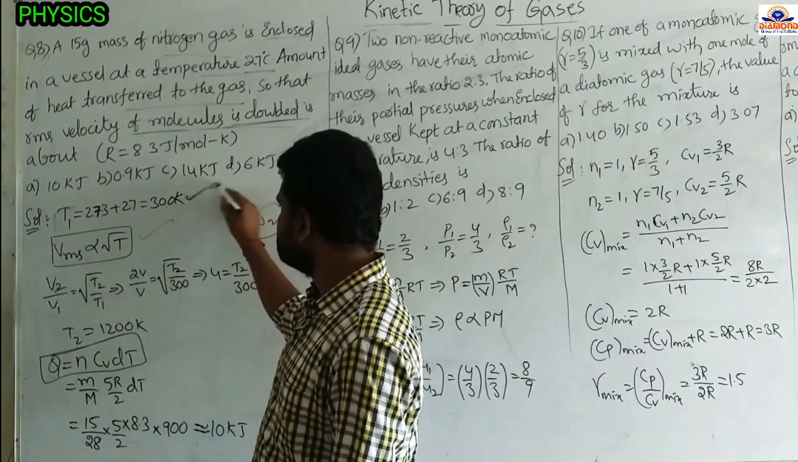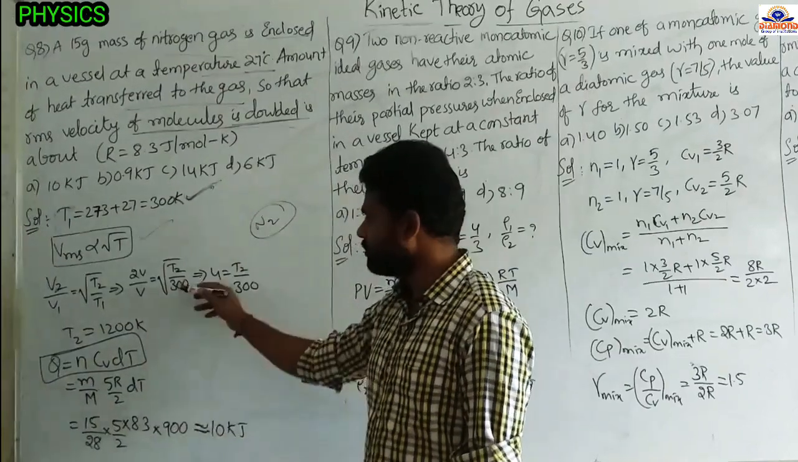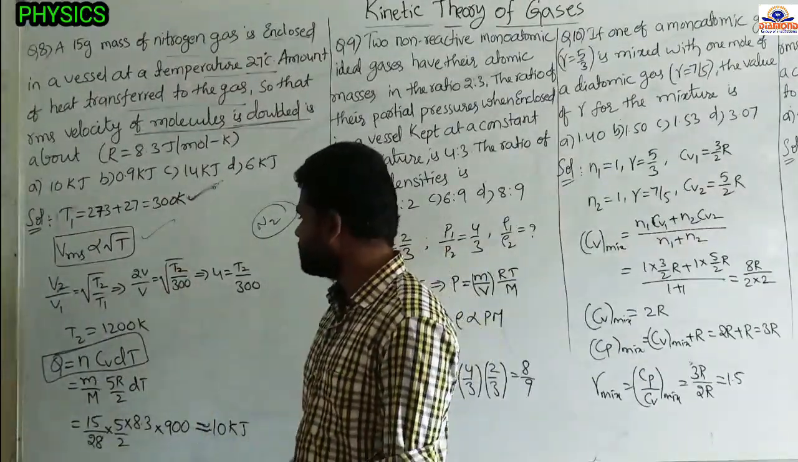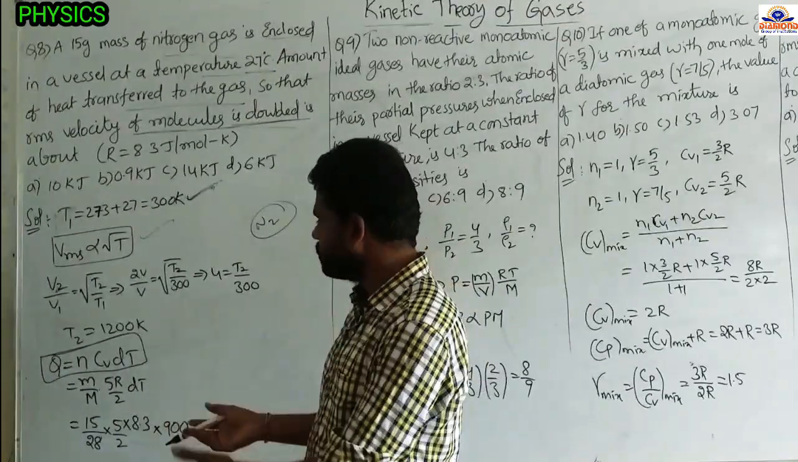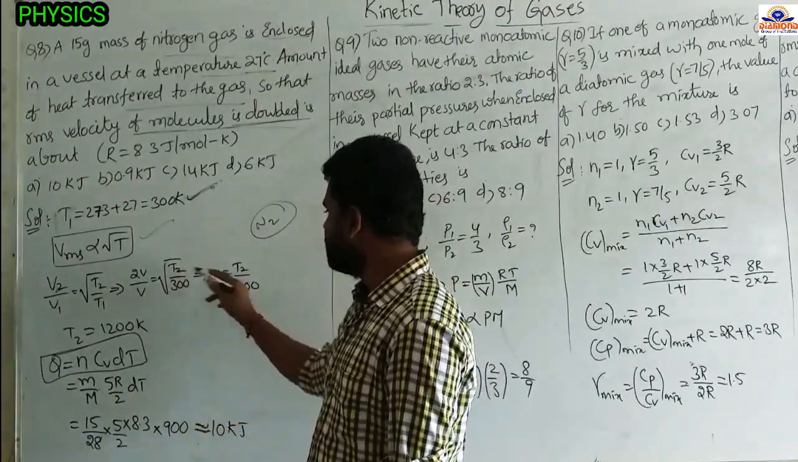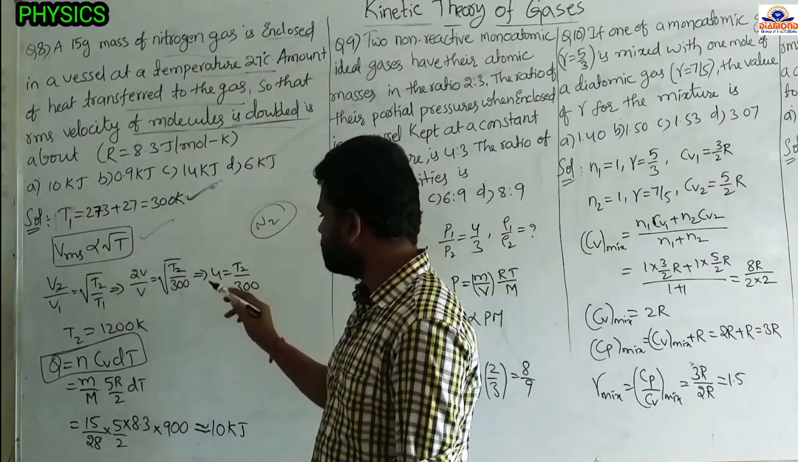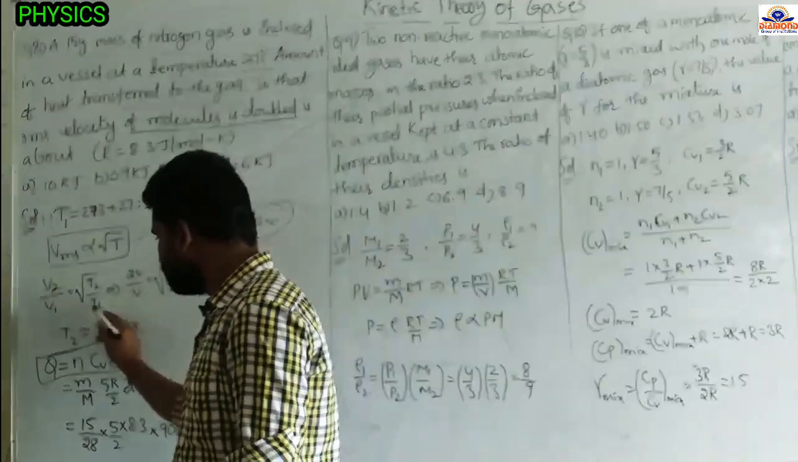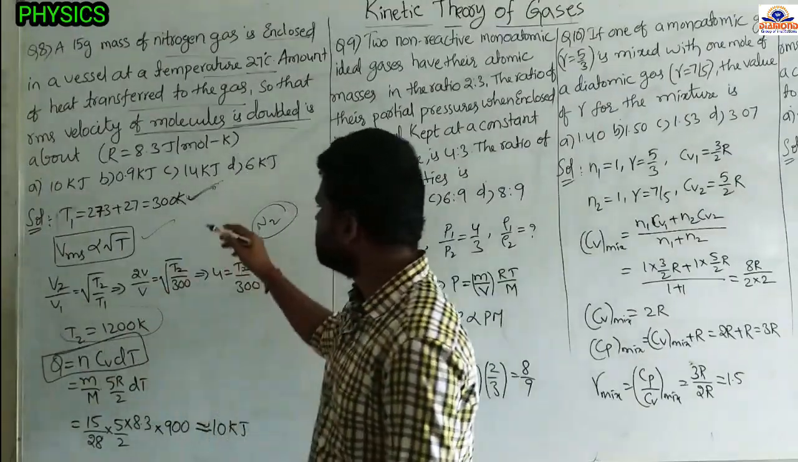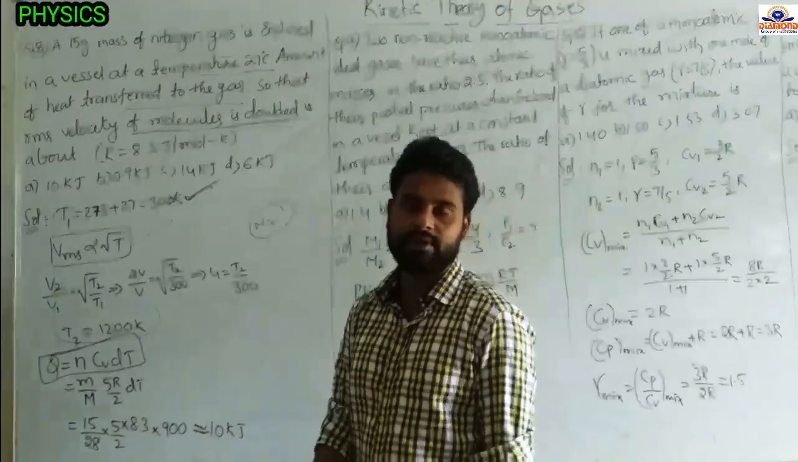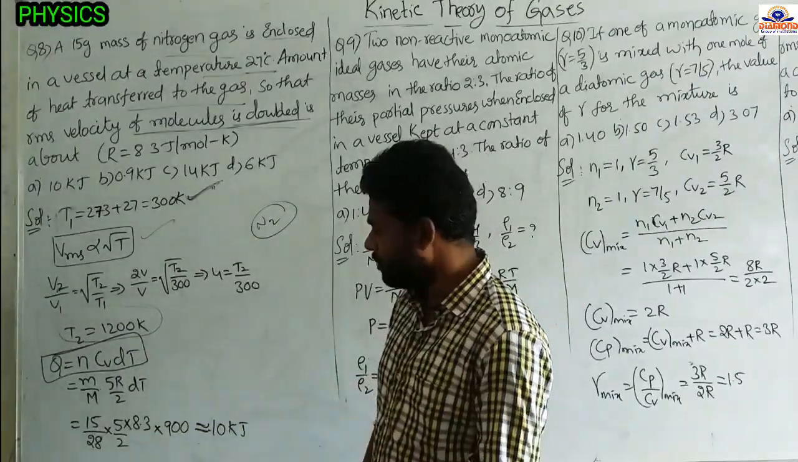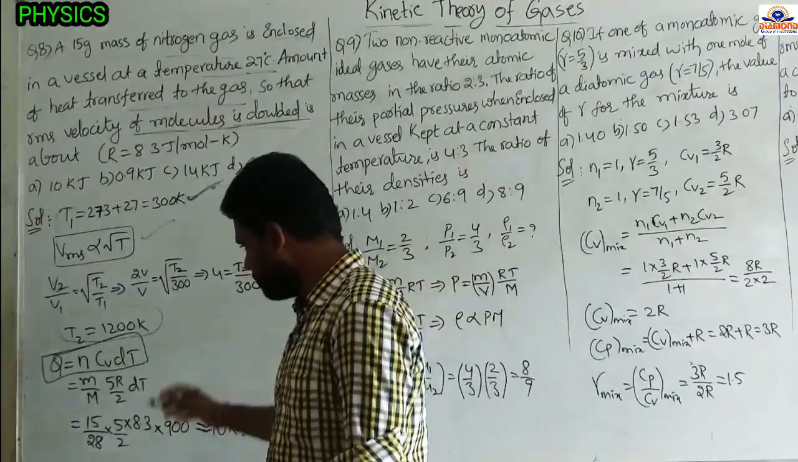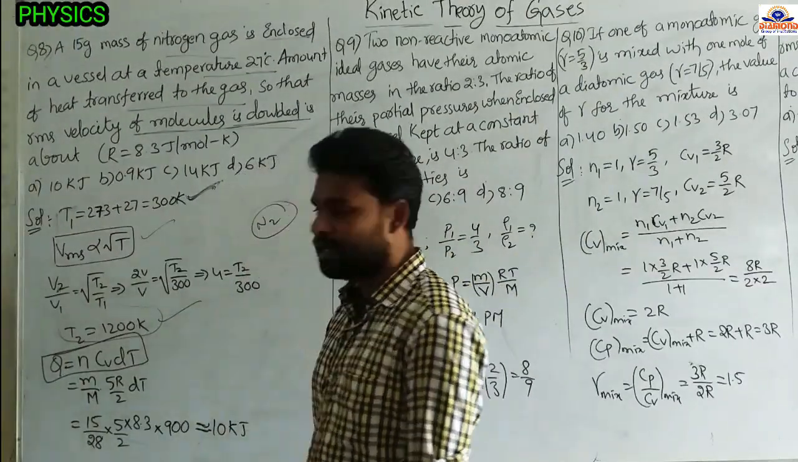T1, the initial value, is 300 Kelvin, and substitute here. So V will be cancelled. 2 equals square root of T2 by 300. Squaring both sides, 2 squared means 4, and T2 by 300 equals 4, so T2 equals 1200 Kelvin. Initially the temperature is 300 Kelvin, and to make the velocity of the molecules double, we have to increase the temperature up to 1200 Kelvin.